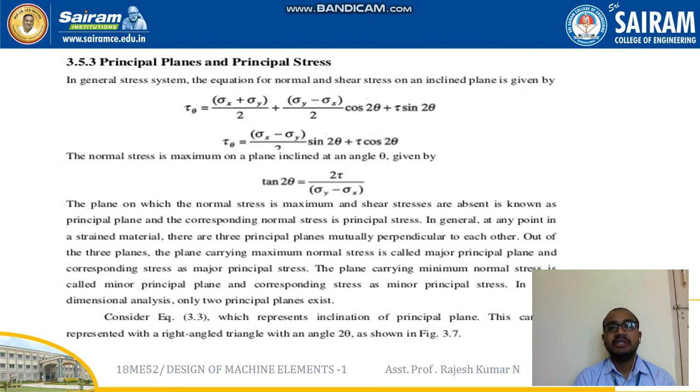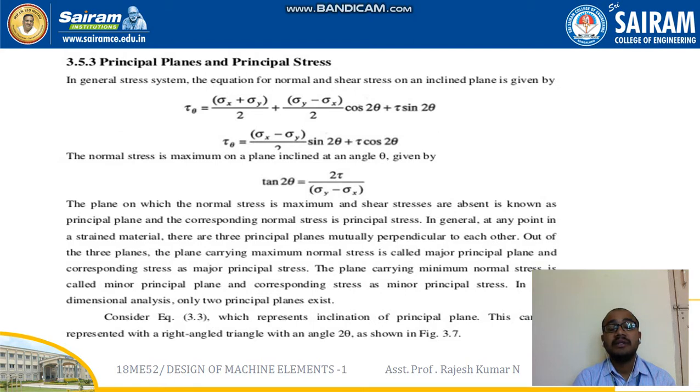We know that in general stress systems, the equation for normal and shear stress on an inclined plane is given by tau theta is equal to (sigma x plus sigma y)/2 plus (sigma y minus sigma x)/2 into cos 2 theta plus tau sine 2 theta, which we already discussed in the previous derivations. Just have a look at that one, how we got this.